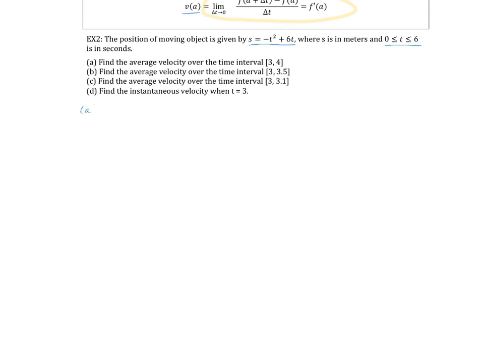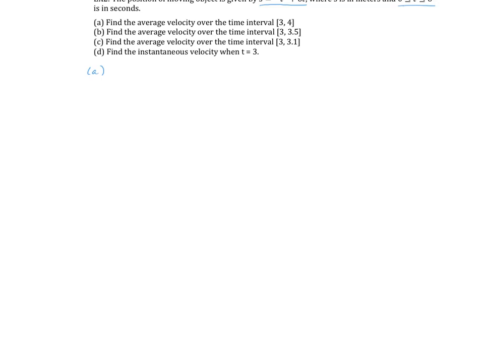In part A, we're supposed to find the average velocity over the time interval 3, 4. So this should look really familiar to you. This is what we did in 2.1. So the average velocity would be s of 4 minus s of 3 over 4 minus 3. And it turns out that that's negative 1. But since we're talking about velocity, we want to add the units meters per second.